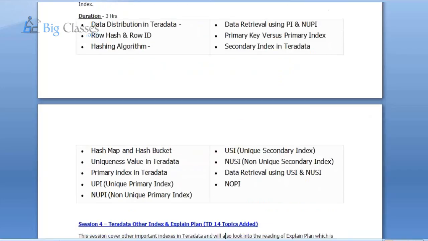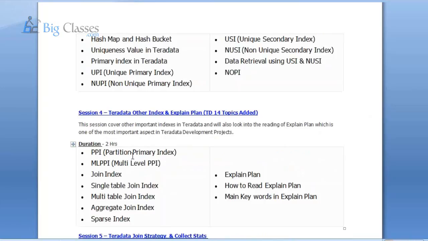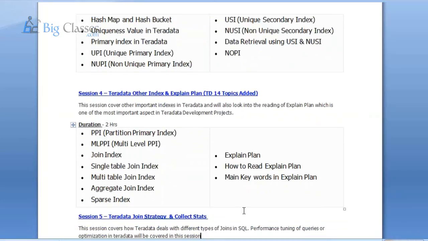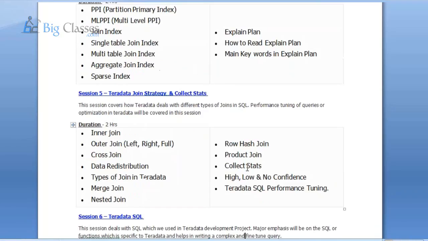Next, other than the basic primary and secondary, we have partitioned primary index, multi-level PPI, join index, hash index, and explain plan: what is an explain plan, how to read it, and the main keywords in the explain plan. Then the important concept called collect statistics, which is very important. Also product join, inner join, left outer join, right outer join, and what is high, low, and no confidence in the explain plan. I'll tell you about these things. Performance tuning is part of collect stats only. We'll talk about how to tune the queries for better efficiency.